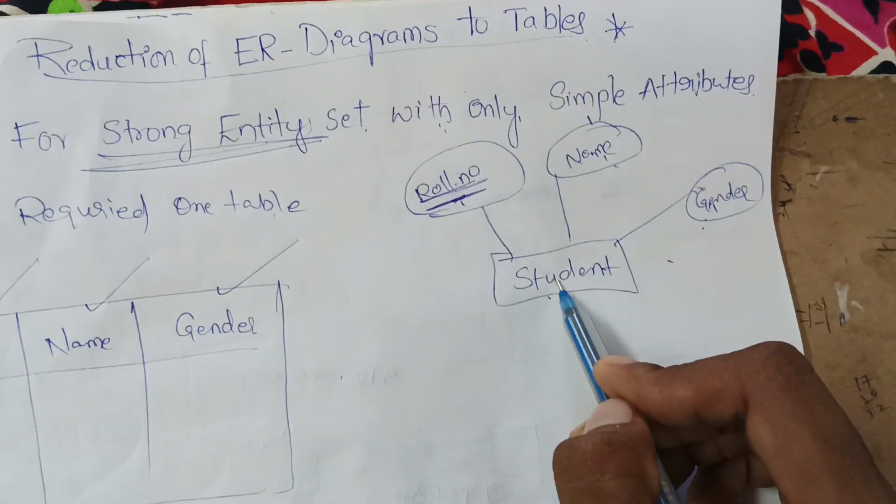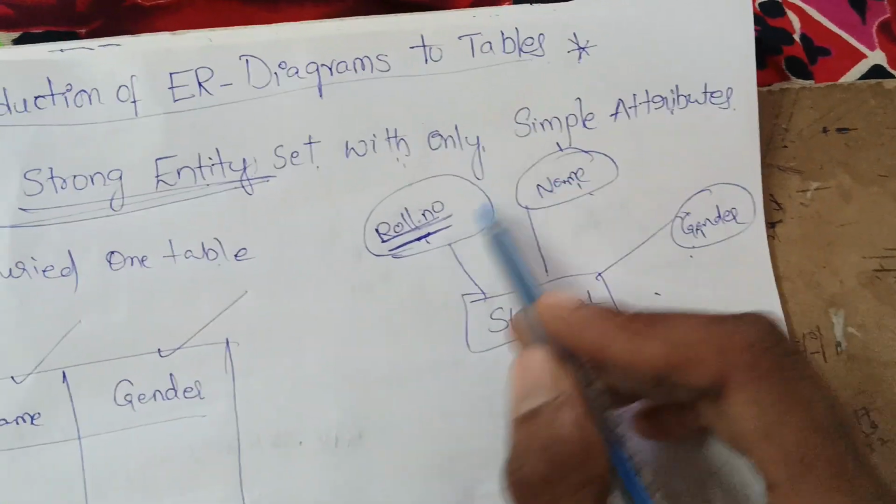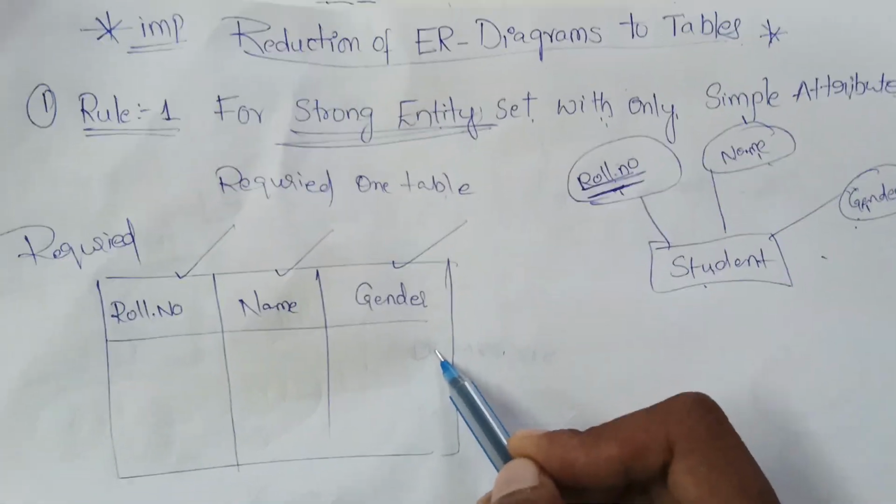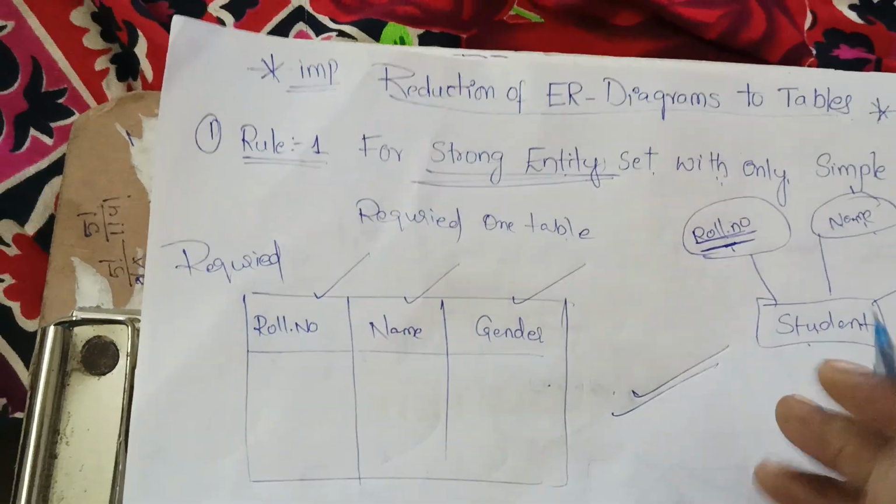For developing a table here we require only one table, and we write the attributes as the column names in the table. This is the required table. This is rule number 1.